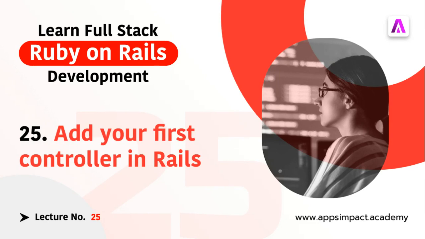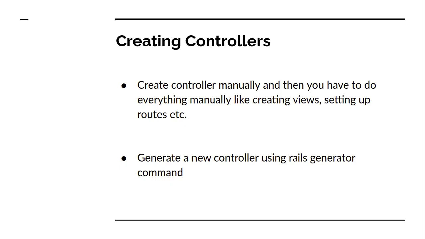In this lecture, we will learn how to create a controller in Rails. There are two ways of creating a controller in Rails. First, you can create a controller manually, and then you have to do everything manually, like creating views, setting up routes, and so on. Second, generate a new controller using the Rails generator command. If you don't want to create a controller manually, you can use the Rails generator, and that will always come up with the required views of the actions it provides, the required routes for that controller, and the required style sheets and test files for that.